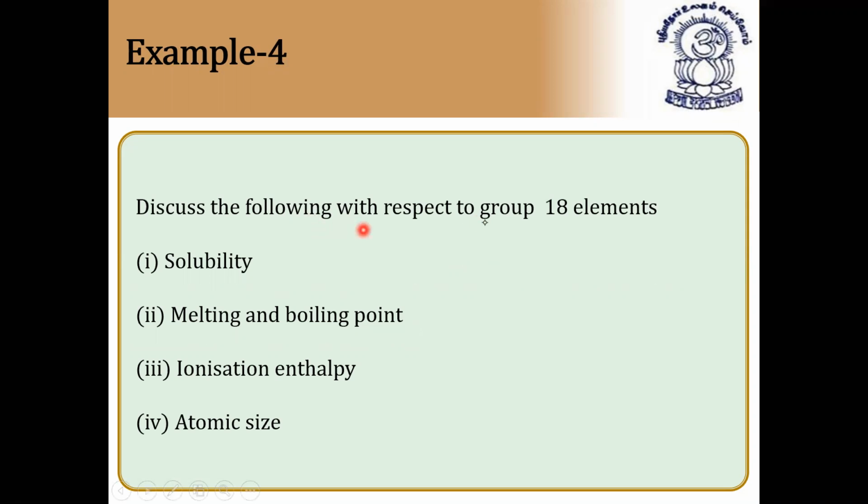Discuss the following with respect to group 18 elements. Solubility. What happens to solubility? The solubility decreases down the group. Melting point and boiling point increase down the group. Solubility increases because of the increase of atomic number.